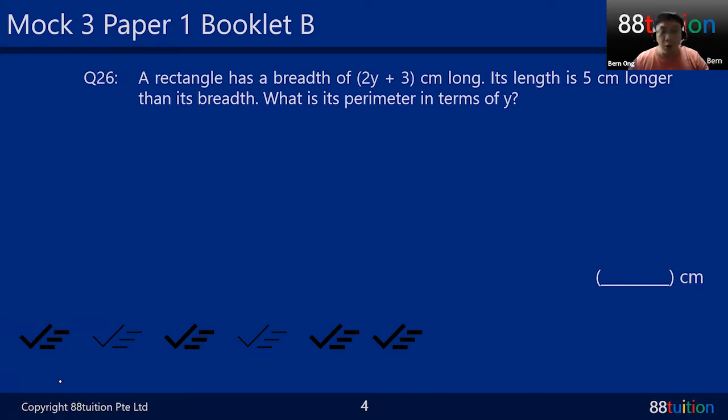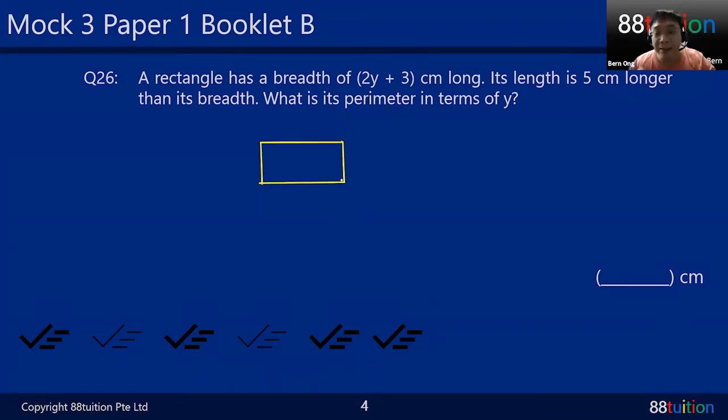Okay, let's look at this. A rectangle has a breadth of 2y plus 3 cm. Sometimes, when you go into the exam hall, your heart is pumping so fast, and you start to sweat. Chill. Take a step back, breathe in, calm yourself down, draw a rectangle. So you learn to calm yourself down.